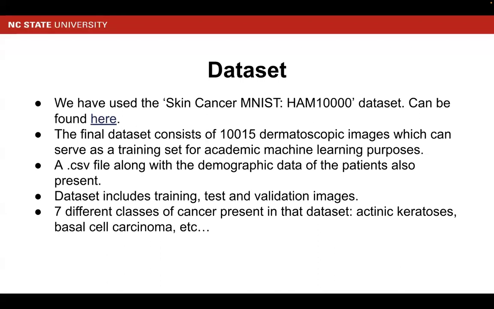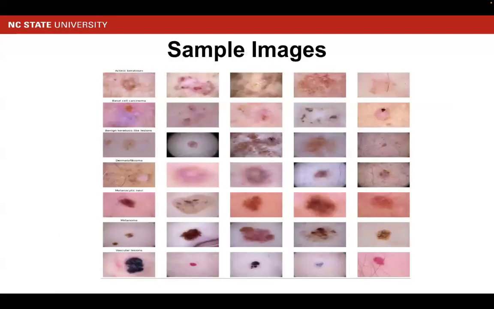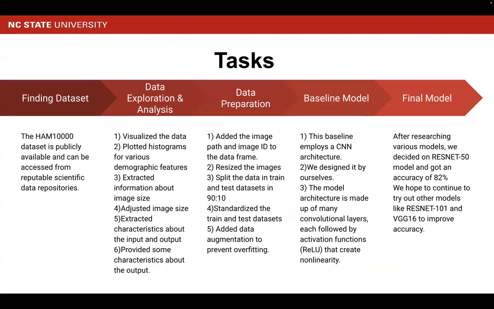For our project, we utilized the Skin Cancer MNIST HAM 10,000 dataset. This dataset has 7 different skin cancer types, including actinic keratosis and basal cell carcinoma. This is a sample image of the dataset. We began by visualizing the data and analyzing the demographic features. We extracted information about image sizes and adjusted them for uniformity.